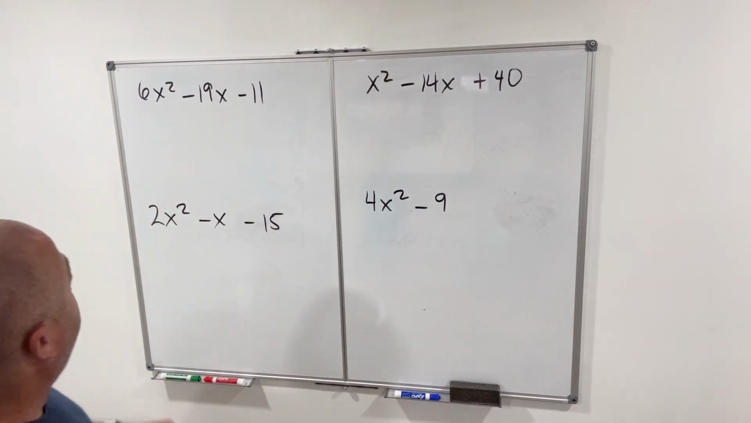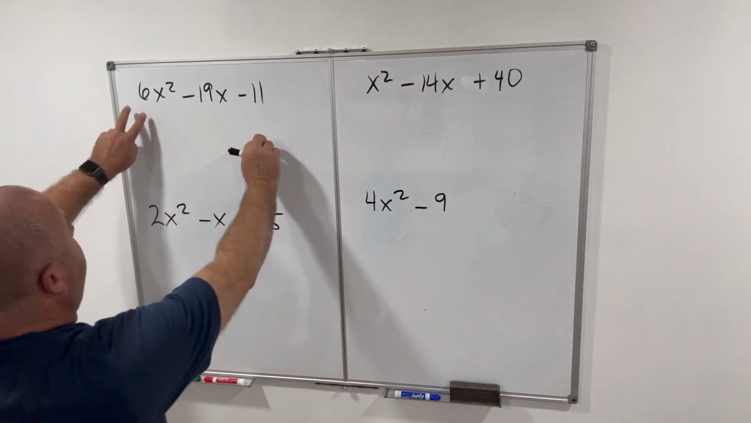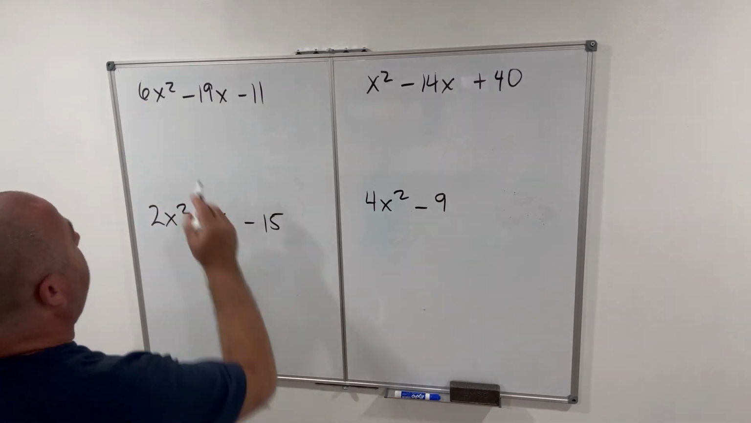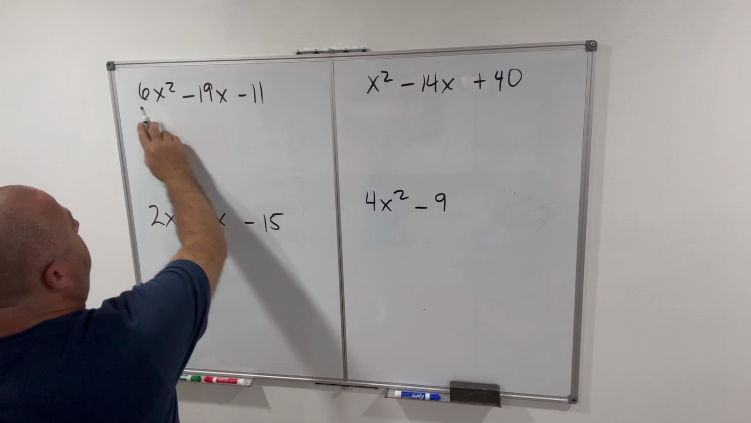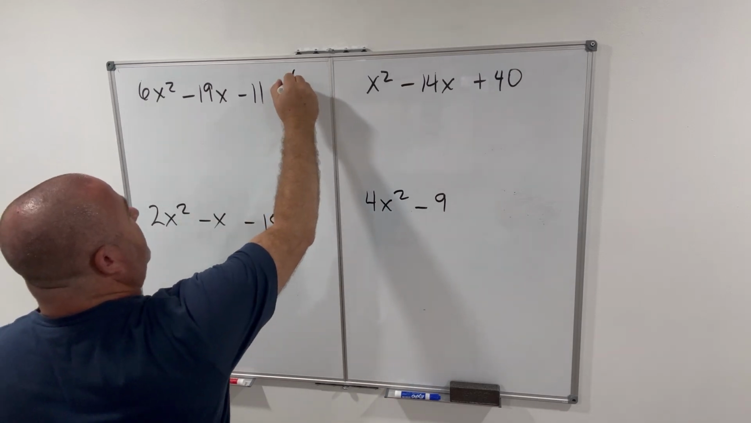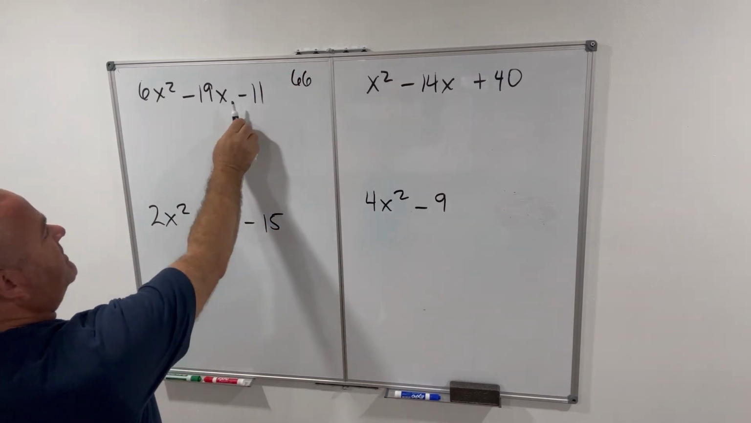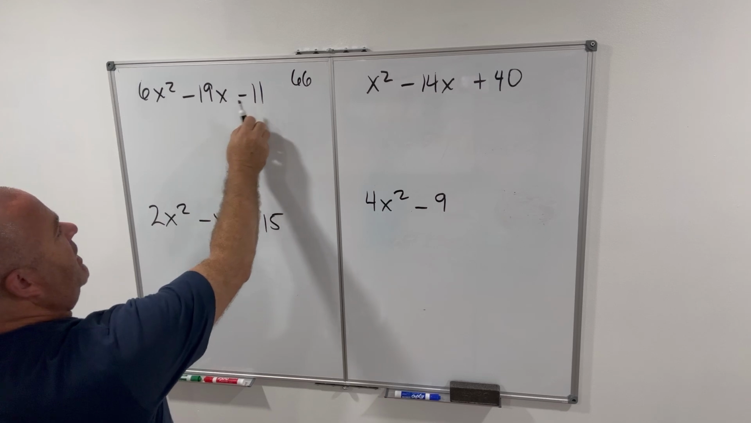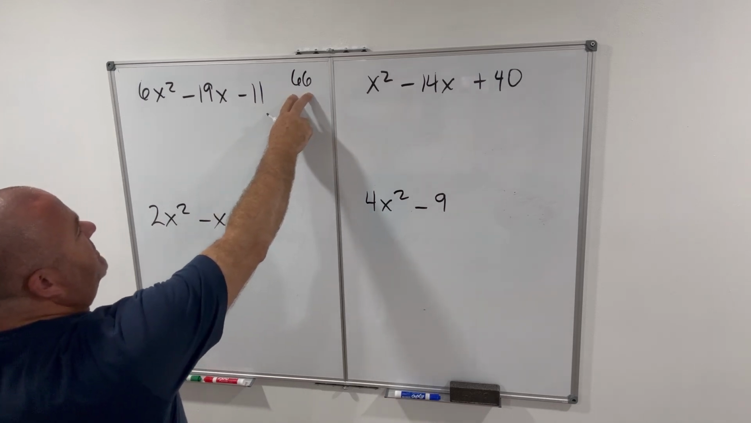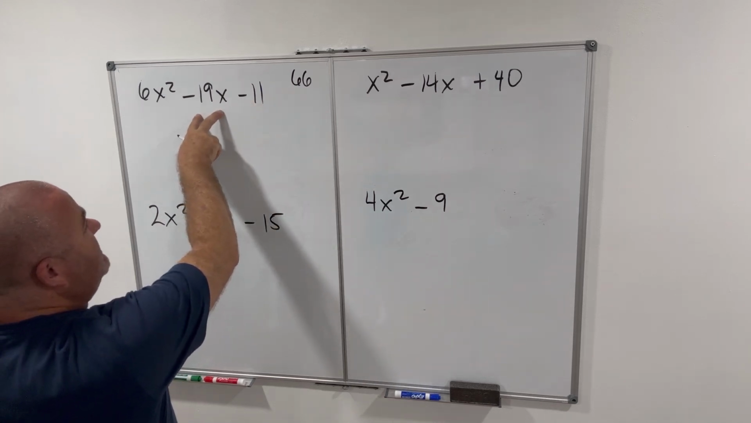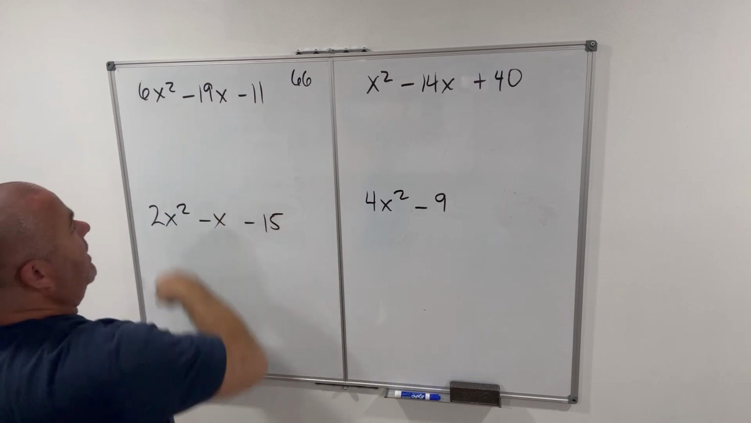But let's just start with this one. Now, we've got a trinomial here. We've got a leading coefficient of 6. So the easiest way to look at this is we're going to multiply 6 times 11, and that gives us 66. And in this case, since this sign is negative, we want factors of 66 that are going to have a difference of 19. So when we subtract them, we're going to come to 19.